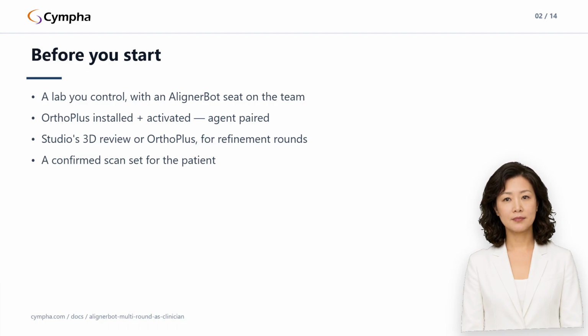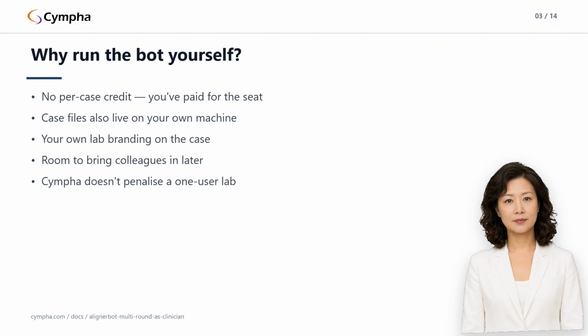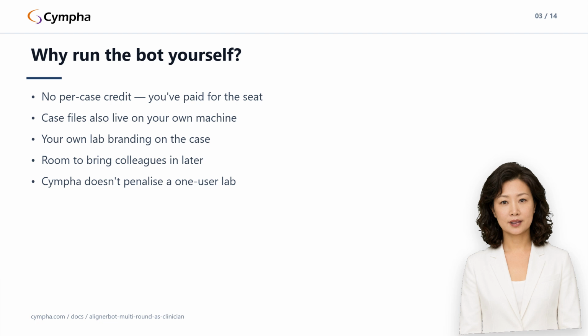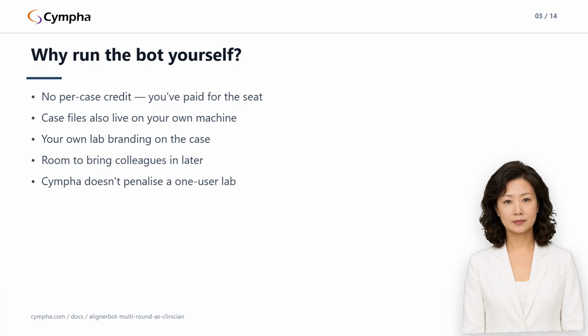What you get back? No per case credit, because you've already paid for the seat. The case files living on your own machine as well as in the cloud, your own lab's branding on the case, and the option to bring colleagues into the same lab later. The solo clinician sits in between the two worlds. You bought the seat because you want full control, but you don't yet have a designer or a second clinician on staff. And Cympha doesn't penalize you for that. The same roles and the same case lifecycle work whether your lab has 1 user or 20.